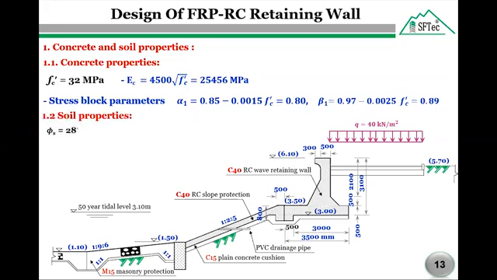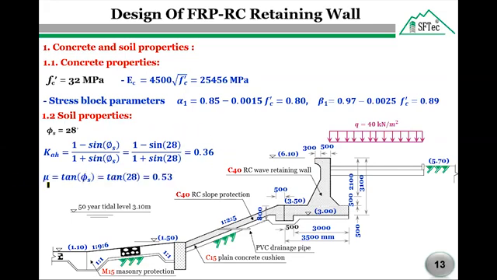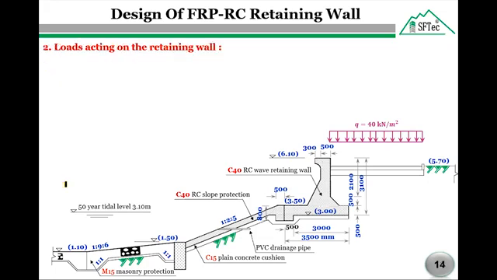As given, the internal friction angle of the backfill soil equals 28 degrees. So the coefficient of active earth pressure can be calculated according to Rankine theory using this equation, while the coefficient of sliding friction between concrete and the backfill soil can be calculated using this equation. Step number 2 is to determine the loads acting on the retaining wall. Let us start with the lateral loads.